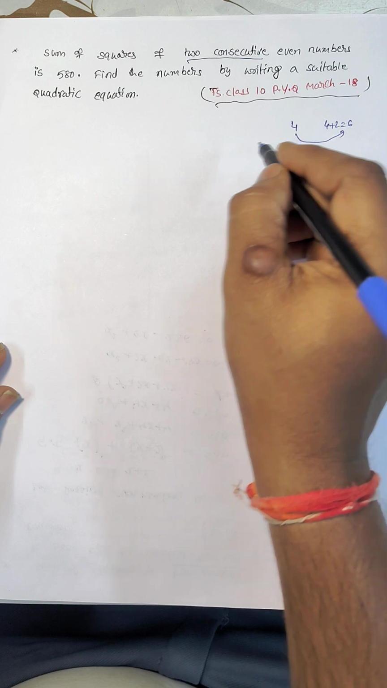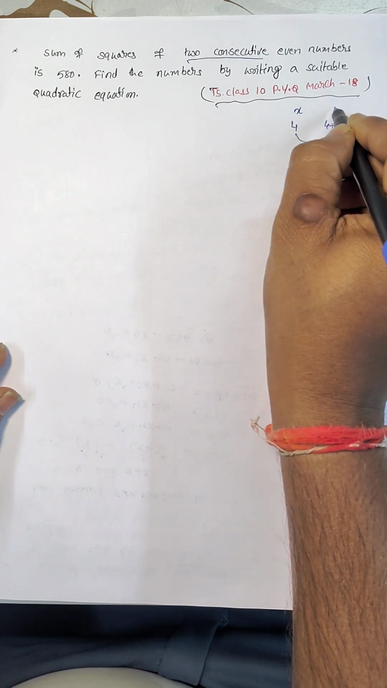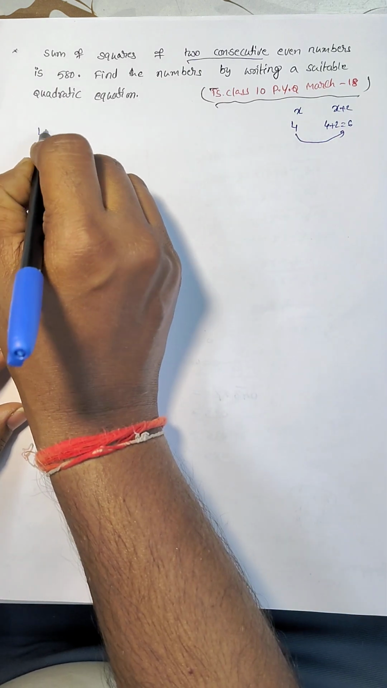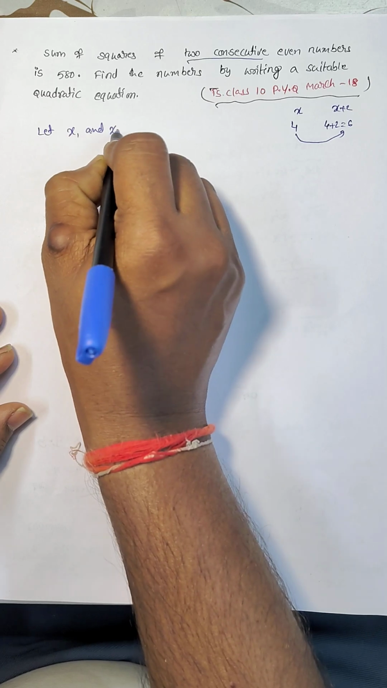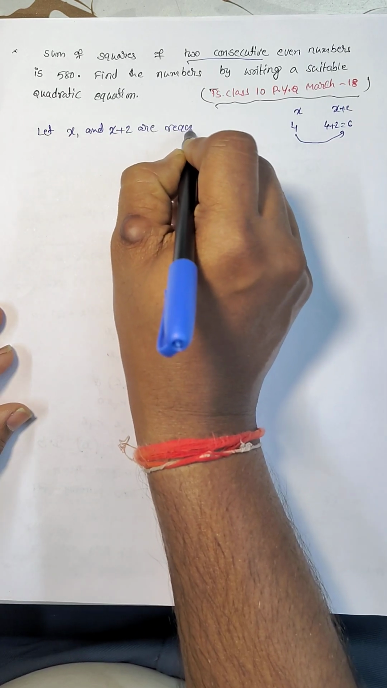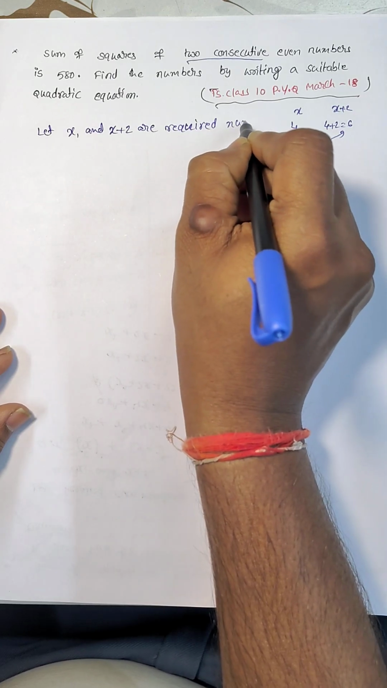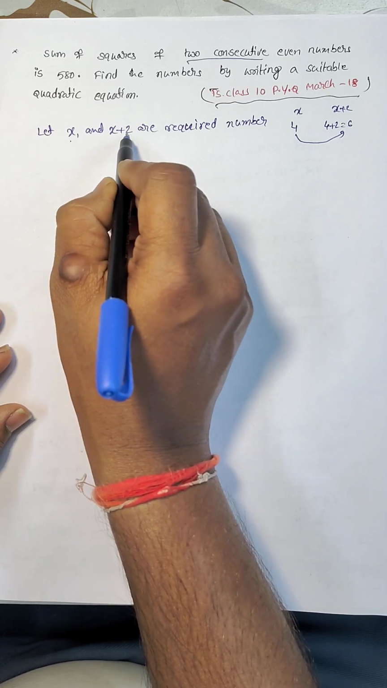By using this property, if I suppose the first even number as x, its next even number would be x plus 2. So by this we can suppose that let x and x plus 2 be the required numbers, because as they mentioned that they are consecutive numbers, I took them as x and x plus 2.